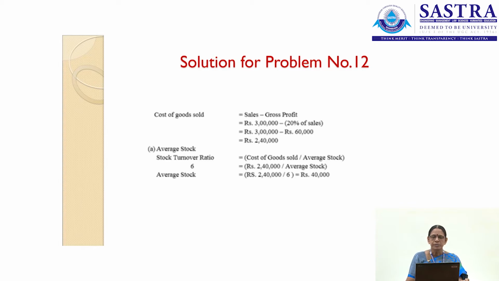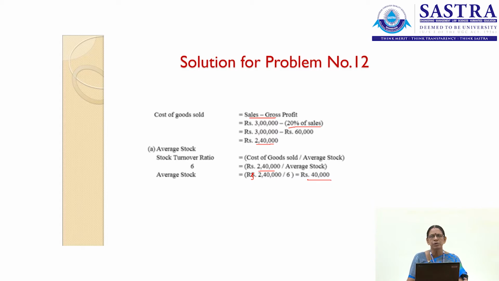Cost of goods sold, sales minus GP. GP is 20% on sales. So that 3 lakh rupees into 20% will get 60,000 rupees. So 2,40,000 is said to be your cost of goods sold. What is your average stock? Stock turnover ratio is cost of goods sold divided by average stock. Stock turnover ratio is given in the problem as 6. Cost of goods sold is 2,40,000. Now we are going to find out the average stock. So average stock is rupees 2,40,000 divided by 6 will get 40,000 rupees. So this is your average stock.